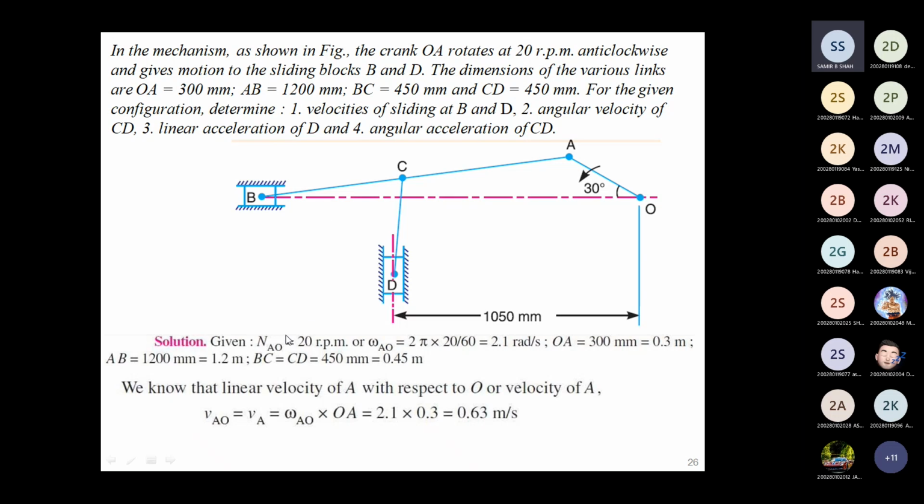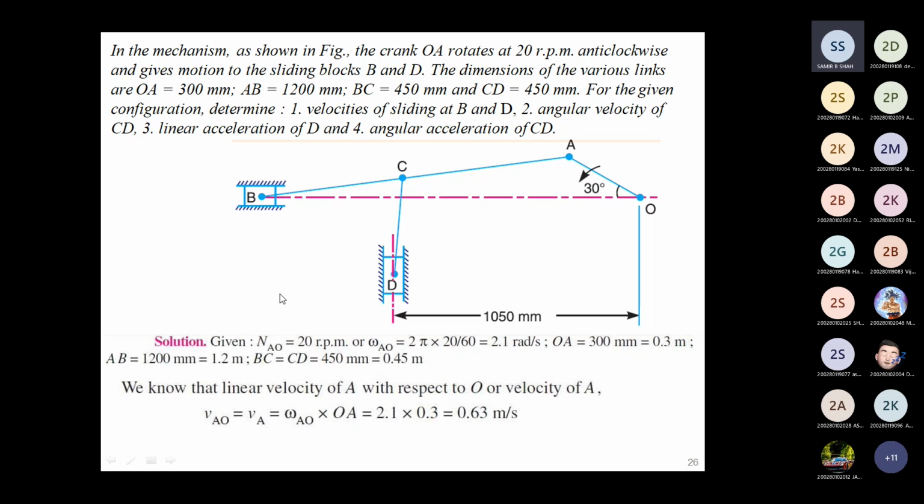As we know, first of all, read the data. After reading the data, conclude with the given data. Speed of OA is equal to 20 RPM, so it's easy to find the angular velocity. 2 pi N by 60, I'm getting 2.1 radian per second. Then the length of OA given to us is 300 mm.